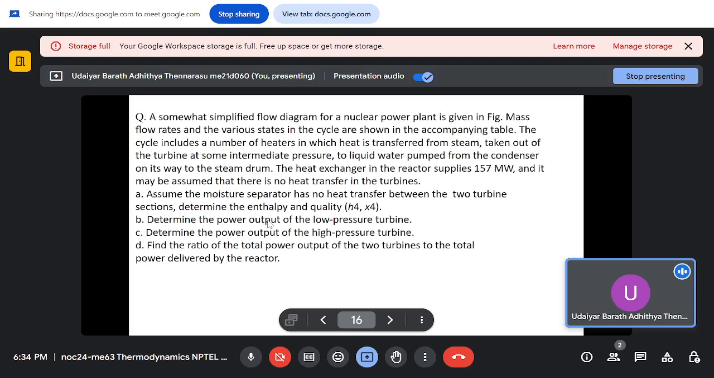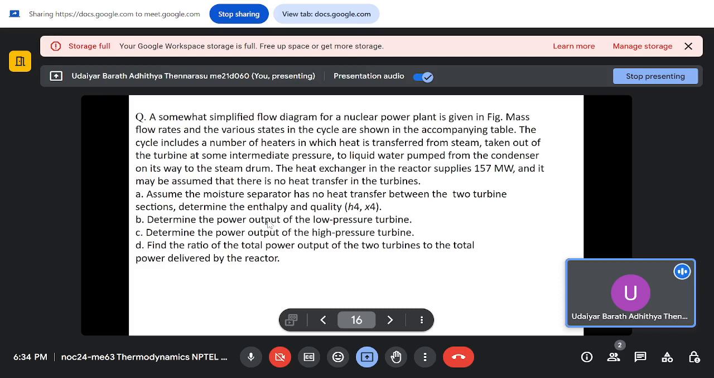So the next question is: a somewhat simplified flow diagram for a nuclear power plant is given in the figure. Mass flow rates and the various states in the cycle are shown in the accompanying table. So a simplified flow diagram of a nuclear power plant is given and an accompanying table is given.